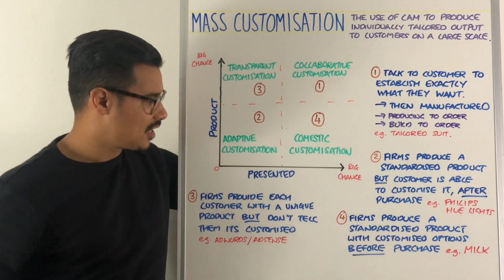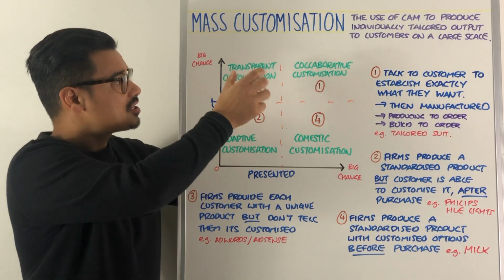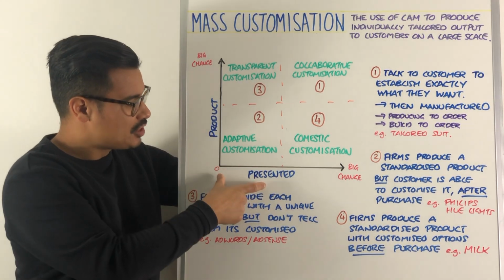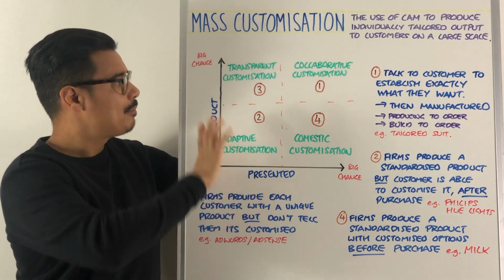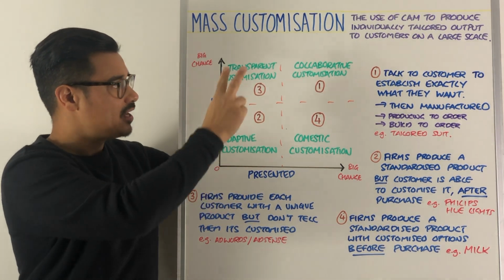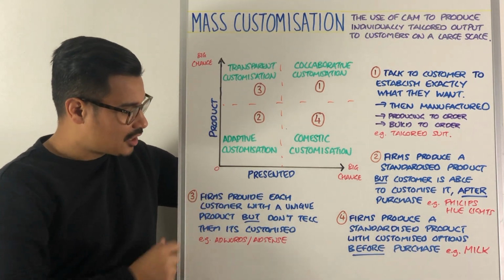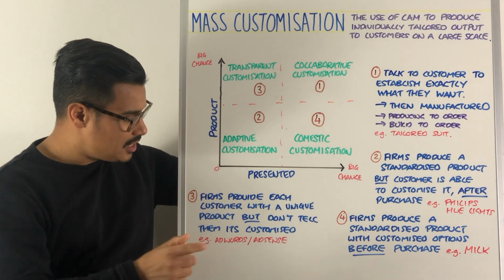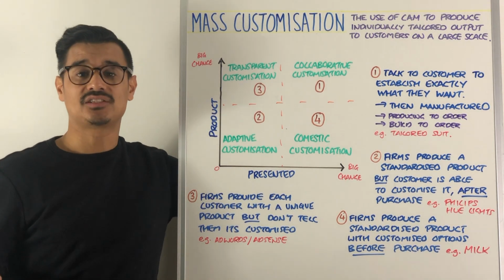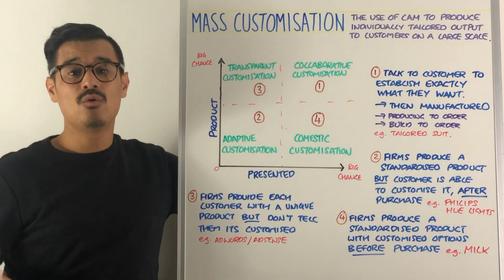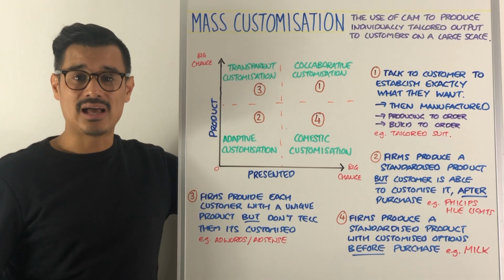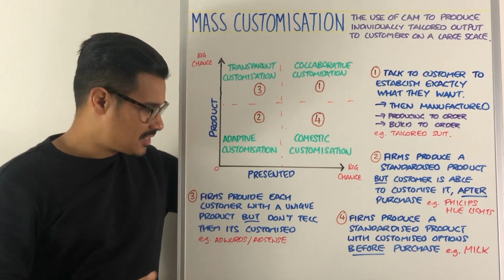So adaptive customization. Number 3 is transparent customization. So here, not really changing how it's portrayed, but you are definitely changing the product itself in transparent customization. Essentially, firms will provide each customer with a unique product, but don't tell them it's been customized. An example of that would be with Google AdSense or Google AdWords. So you'll see that on those ads you're seeing.